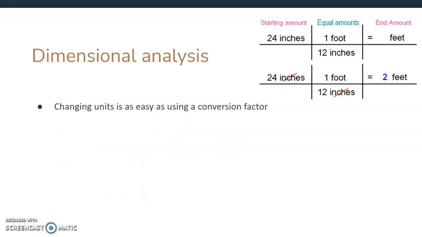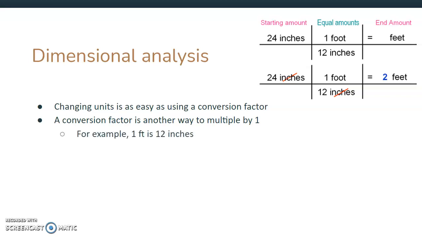So our dimensional analysis is as easy as changing units, just using a conversion factor. What does that mean? A conversion factor is another way of multiplying by 1. Anytime we multiply by 1, we're keeping everything the same. We're not changing how much we have of something, because 4 times 1 is 4, and 10 times 1 is 10. It is always the same exact thing that we started with.